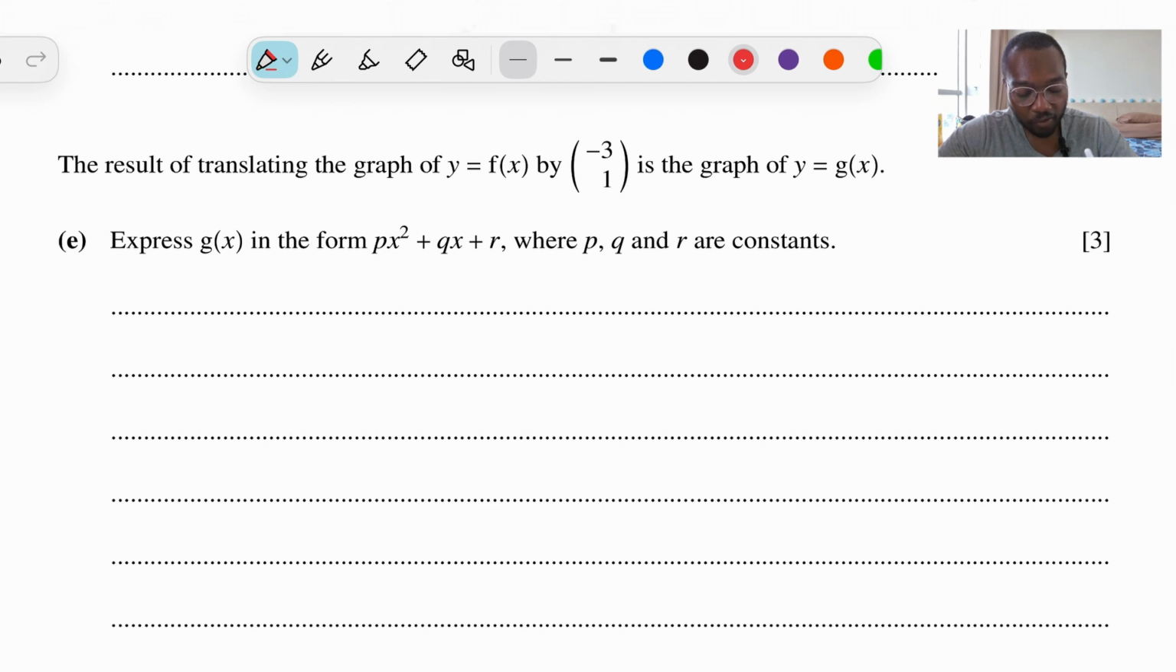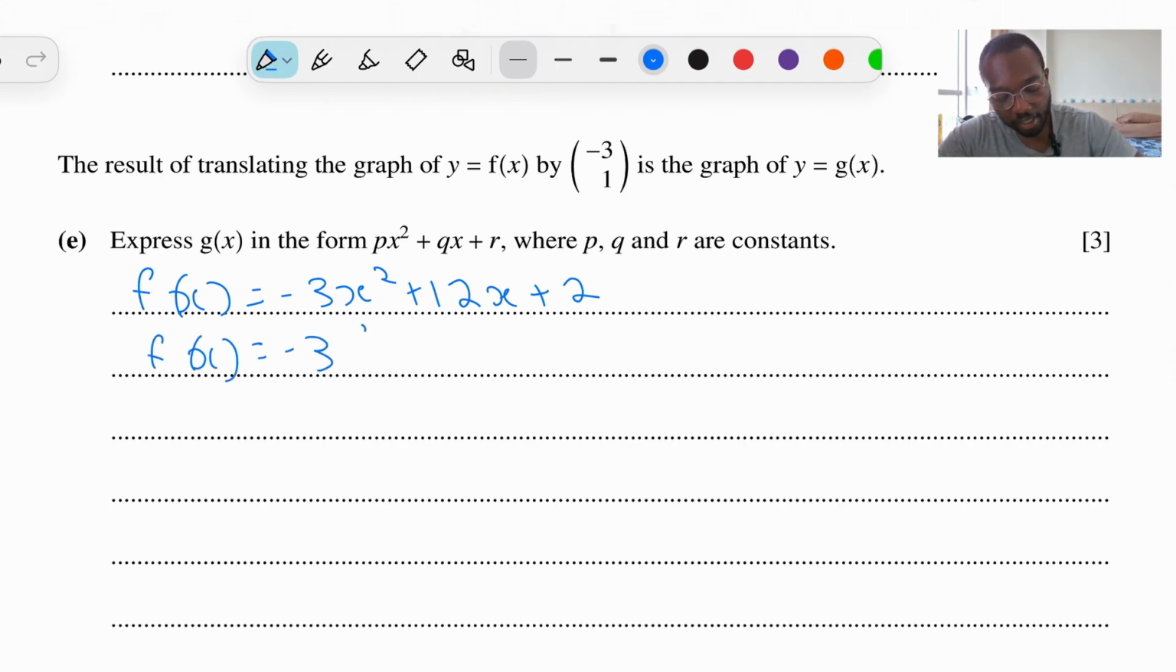Express g of x in the form of px squared plus qx plus r, where p, q, and r are constants. So if we write out what f of x was, remember f of x was minus 3x squared plus 12x plus 2. And when we complete the square, that became minus 3, and then in brackets x minus 2 squared plus 14. Now this is important, why we write it in this form, because this makes it a lot easier now to figure out the translation.